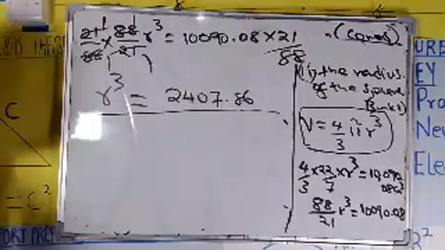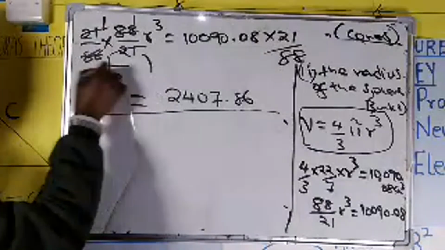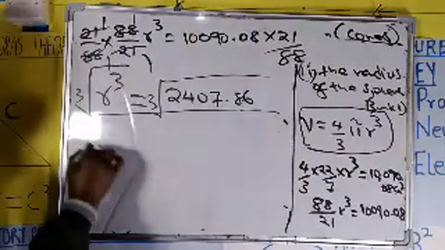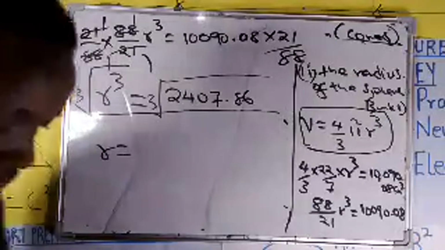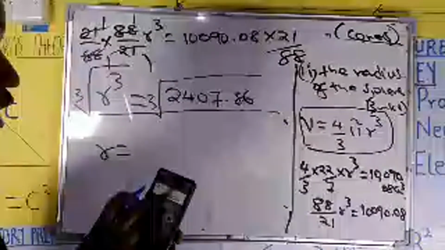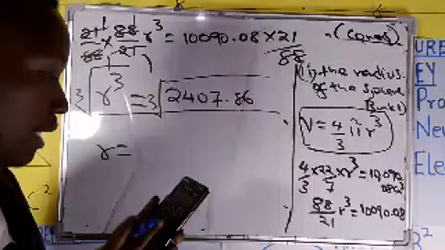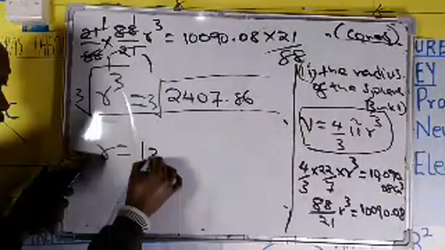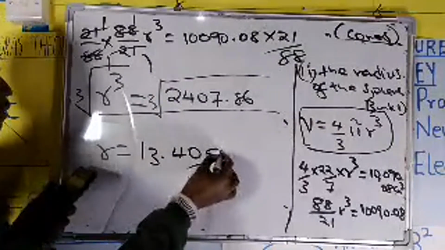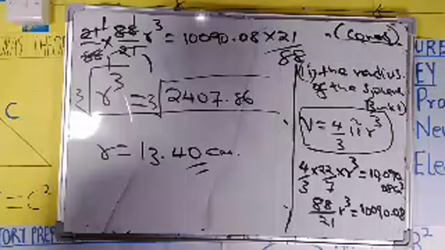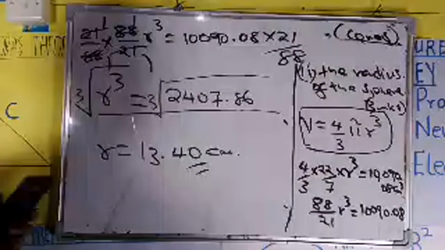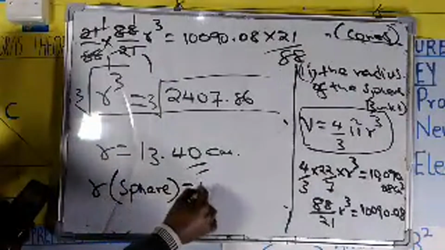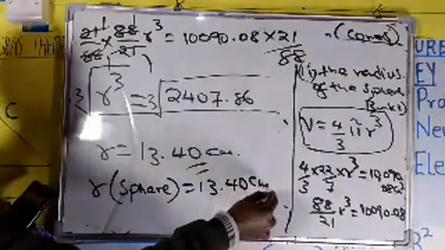We are now supposed to find the cube root so that we can find r. So we will find the cube root there, and we are going to find the cube root here. For you to find the cube root, you click shift, then you click that sign of cube root, then the answer, and you will get your r as 13.40. So r is the radius of the sphere, which is going to be 13.40 centimeters.